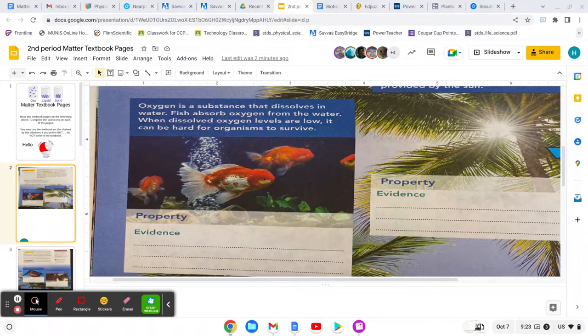Fish absorb oxygen from the water, and when dissolved oxygen levels are low, it can be hard for organisms to survive. Is this chemical or physical? Physical, because the oxygen never changes chemically. It's always oxygen. So we know that this is a physical change. The oxygen in the water is a physical change.